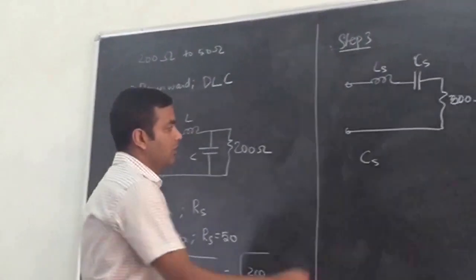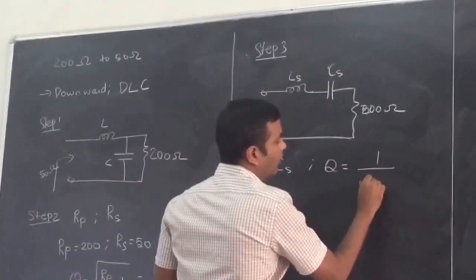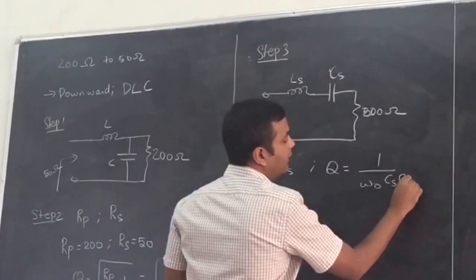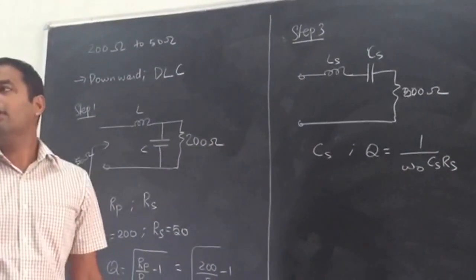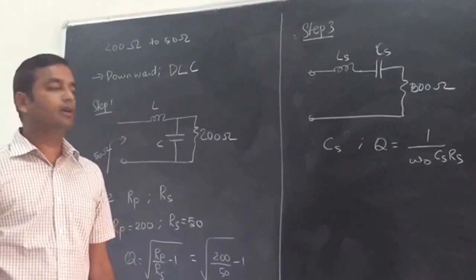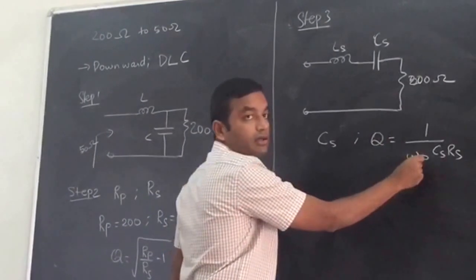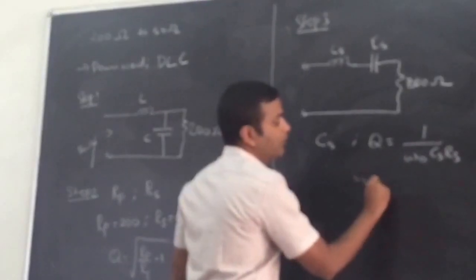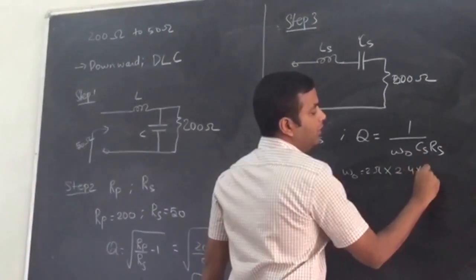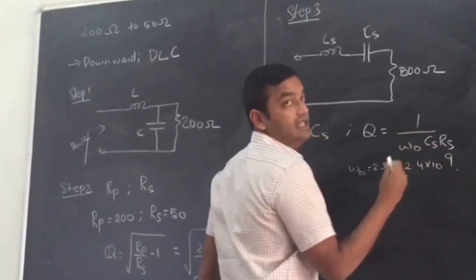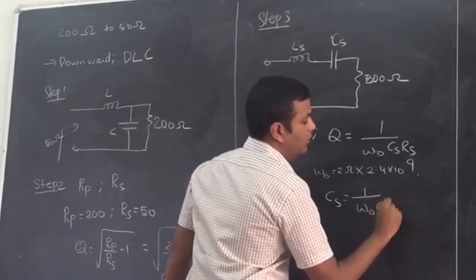Q of a series circuit is 1 over omega naught CS RS. Yes or no? Right. So I have the quality factor Q. Omega naught is 2 pi F, where F is 2.4 into 10 power 9. I need CS, so CS is equal to 1 over omega naught Q RS.